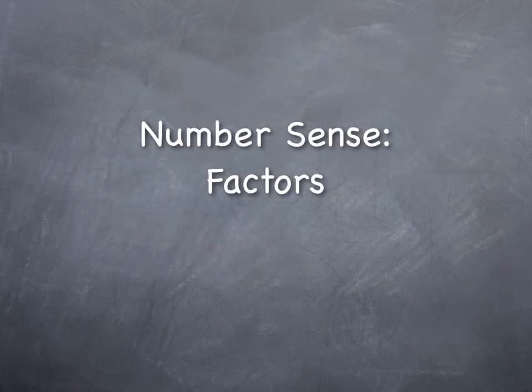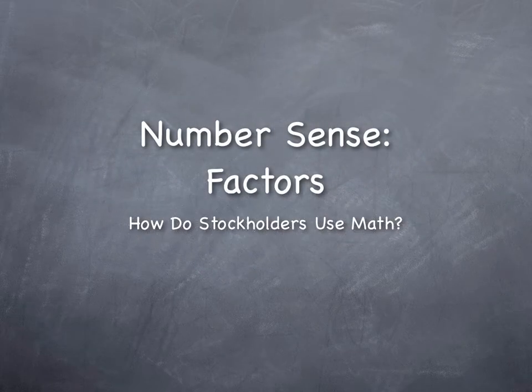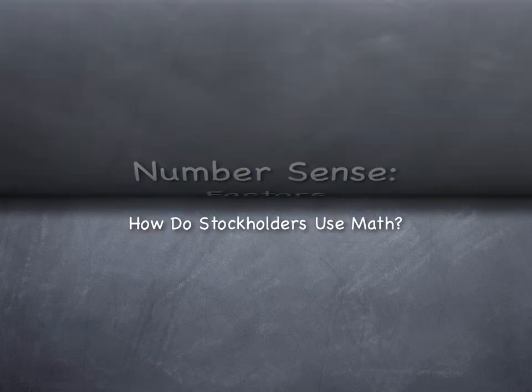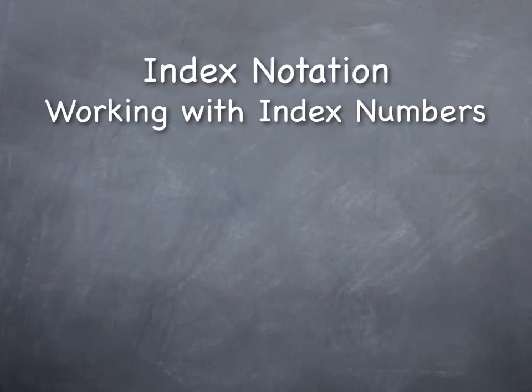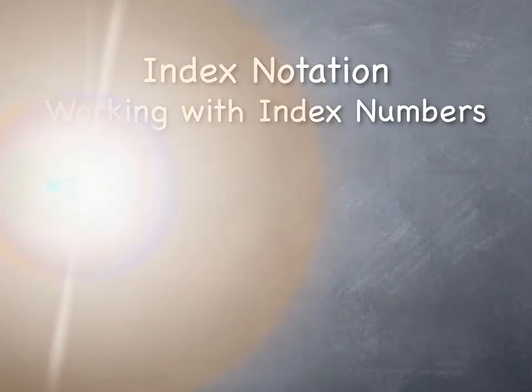Okay, welcome back. We're going to be continuing our number sense talk with some special types of factors. When we were looking at factors, we found that index notation was a useful way to shortcut some of those product of primes, multiplying over and over again. But today we want to look at working with those index numbers.